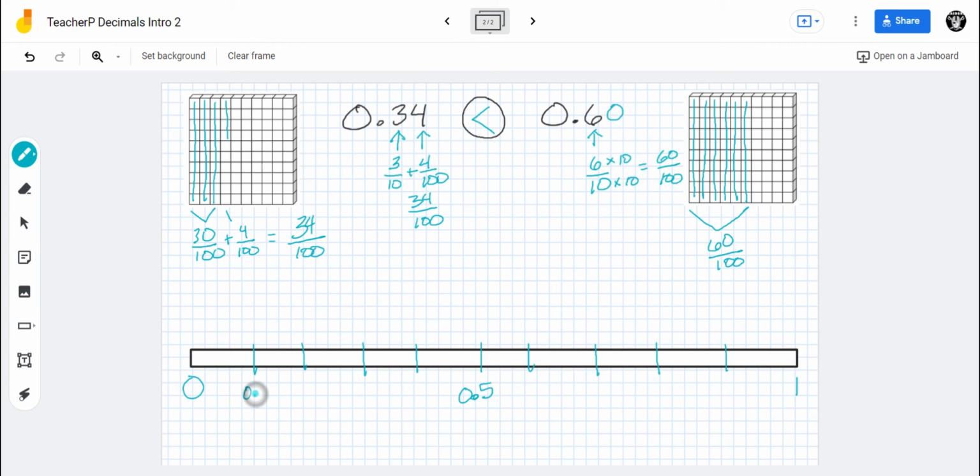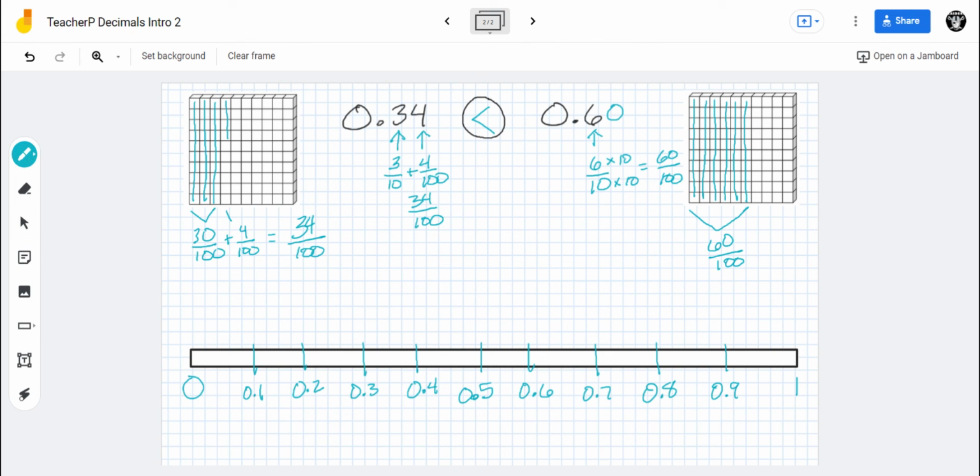So we have 0.1, 0.2, 0.3, 0.4, 0.5, 0.6, 0.7, 0.8, 0.9, and when we add one more tenth to it, you carry the 1 over here and you get 1 whole.